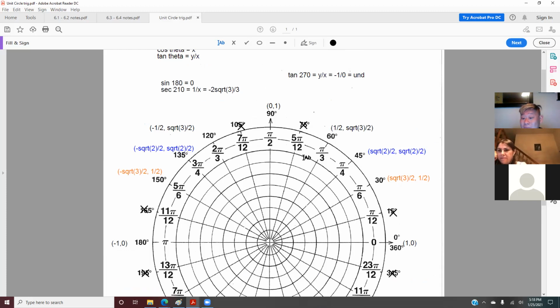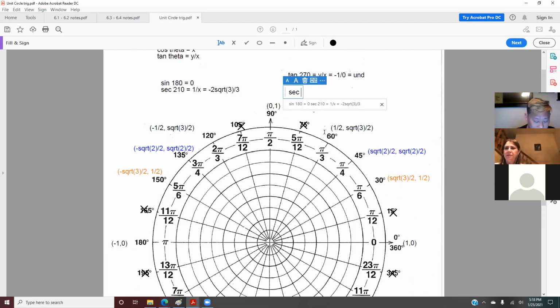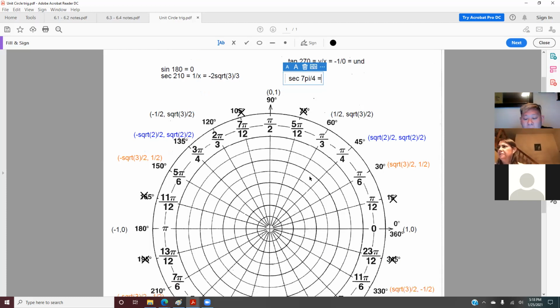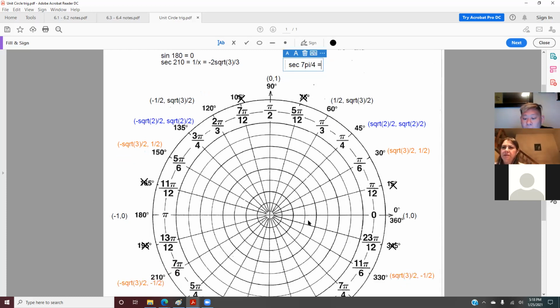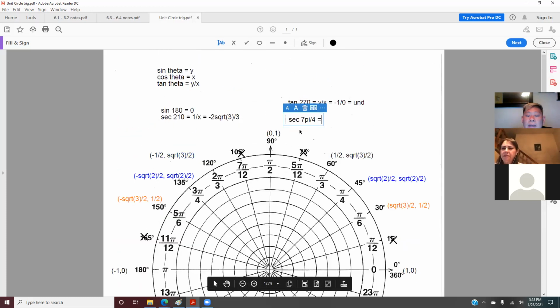And this is important. Let me give you one more, and then we'll end today's class. Secant, let's say 7 pi over 4. I will post this in D2L, under Others, so you can refer to it. So 7 pi over 4 is here, right? Secant is the reciprocal of cosine, which is 1 over x.